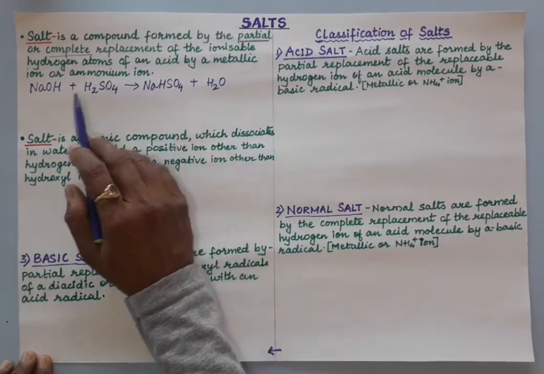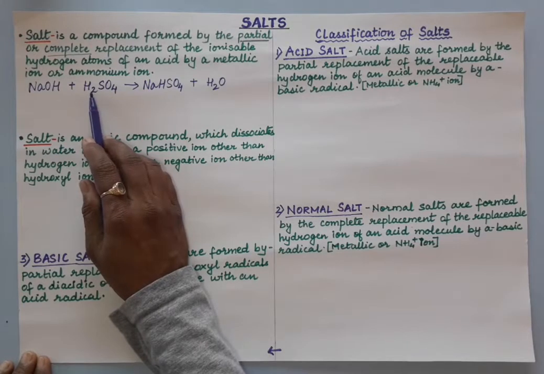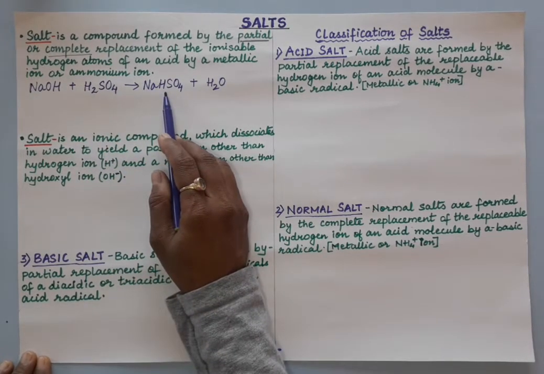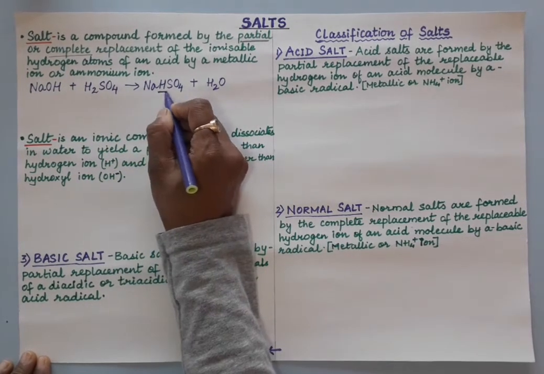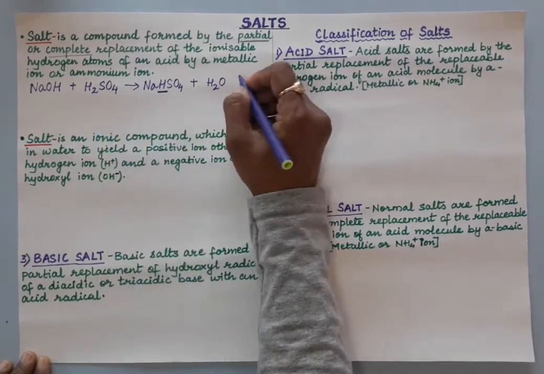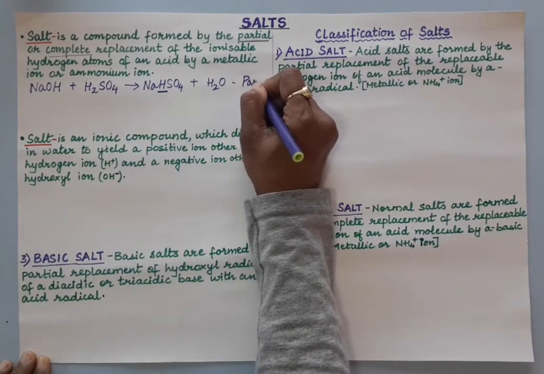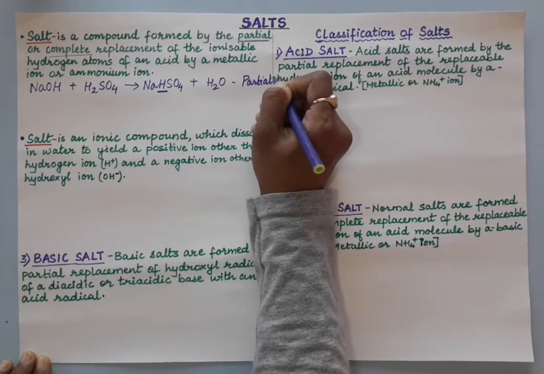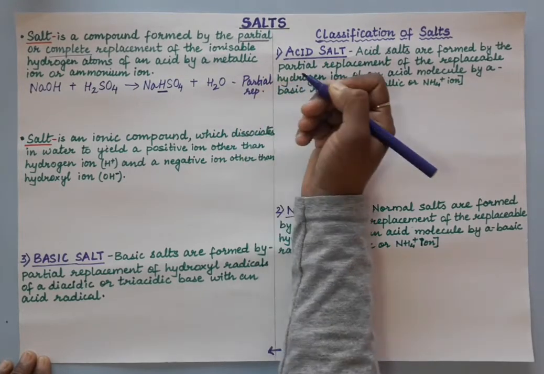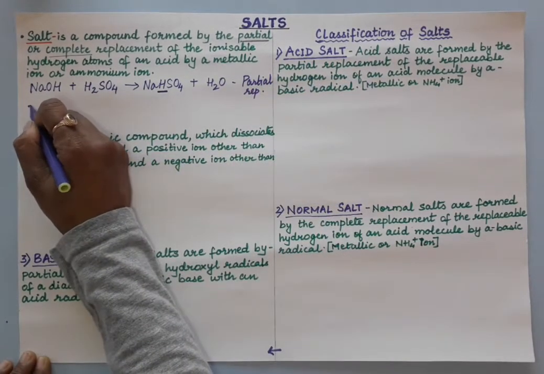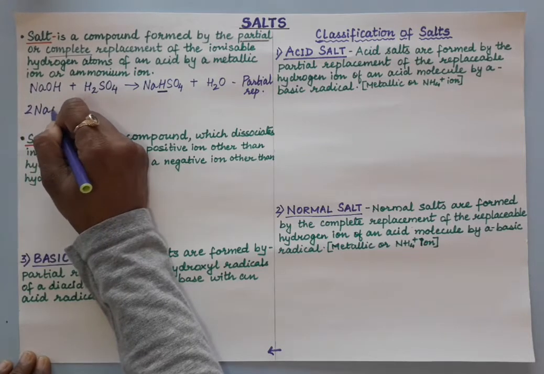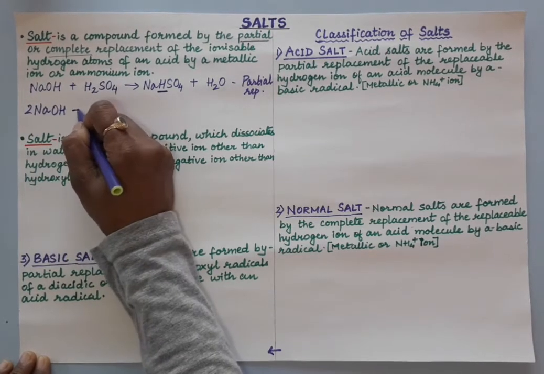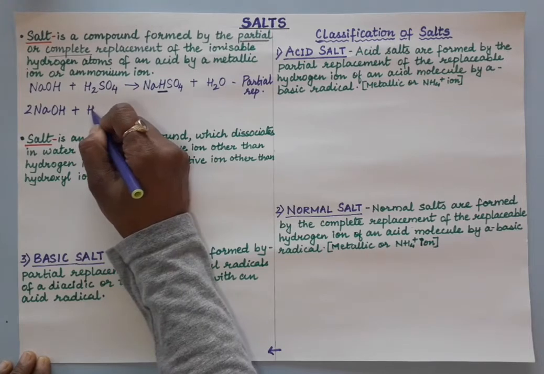Why? Because the one hydrogen of the acid is remaining in the salt. So here this is one hydrogen. So this is partial replacement. Now in the second reaction we will see that complete replacement of the hydrogen atoms is taking place.